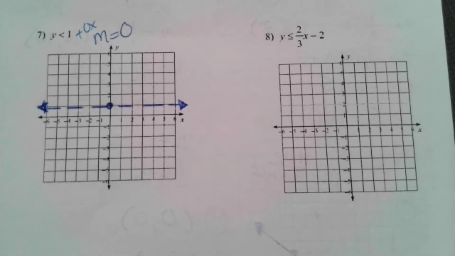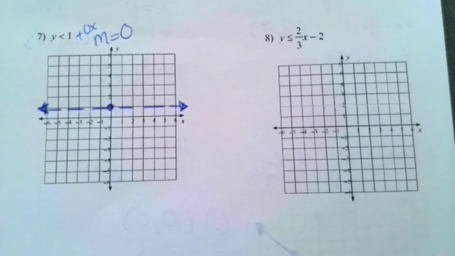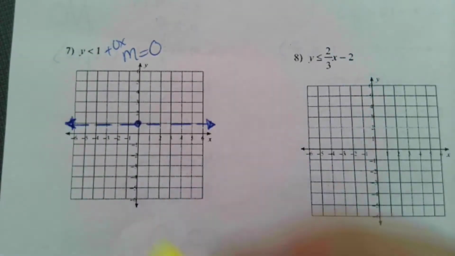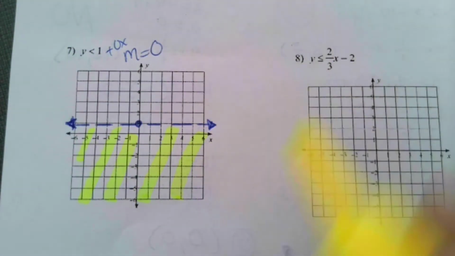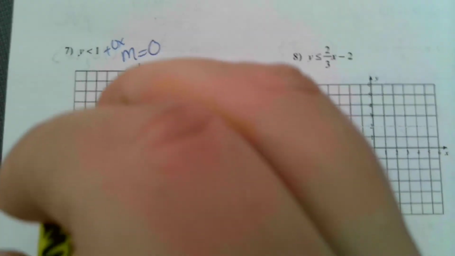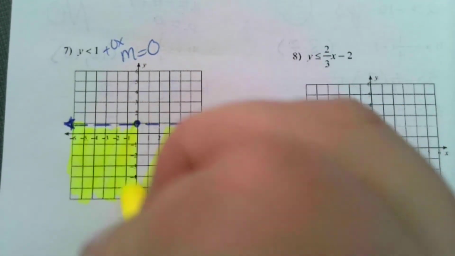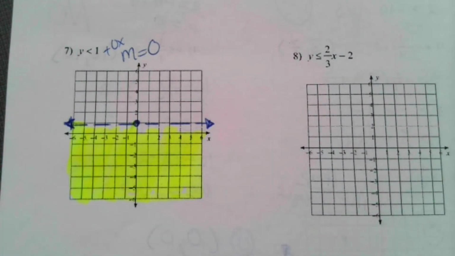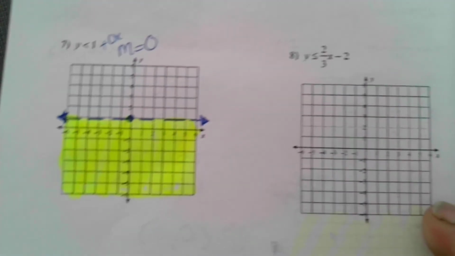Are we going to shade above or below? Below. Y is smaller than 1, right? That's saying Y is smaller than 1. So we've got to shade below. And you can color the whole thing if you want. I just tend to be lazy. All right.